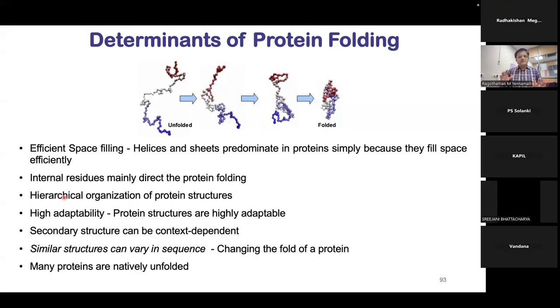And then the secondary structures can be extremely context dependent. They can be present in a hydrophilic part, they can be present in a hydrophobic part. And depending on where they are, you can have many different types of properties of the secondary structures. Similarly, two structures which look extremely similar in terms of the architecture can have different sequences, which means the fold is conserved, the architecture is conserved, but the sequence can be different.